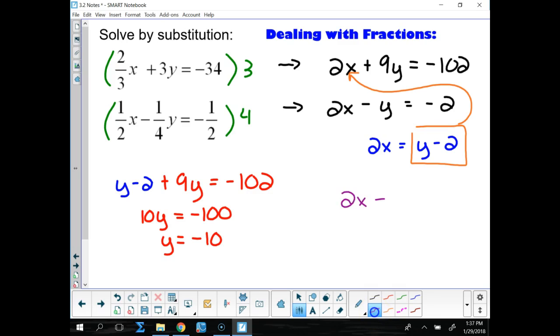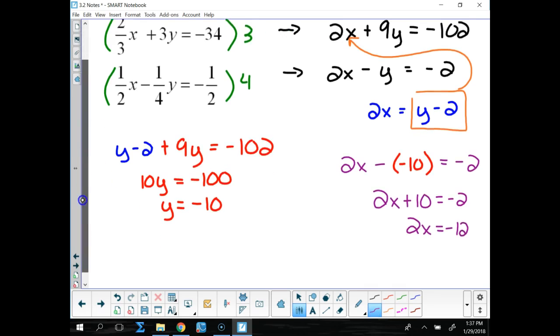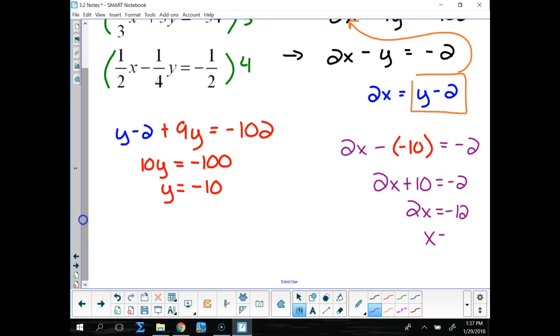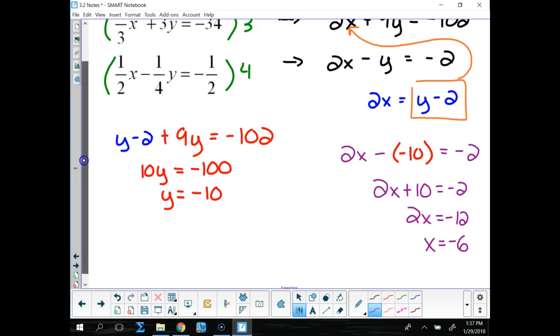x minus negative 10 equals negative 2. 2x plus 10 equals negative 2. 2x equals negative 12. x equals negative 6.